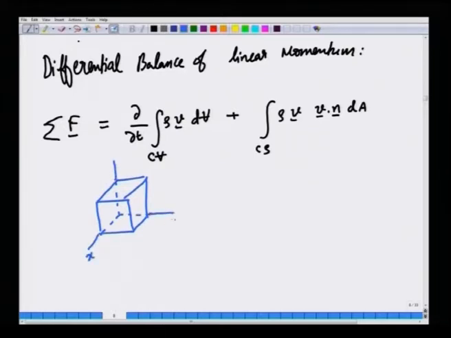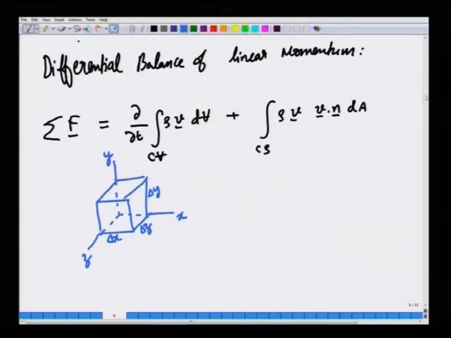So, with axes x, y and z, these are delta x, delta y and delta z, the three sides of the control volume, and we are going to take the limit as this control volume shrinks to a point.